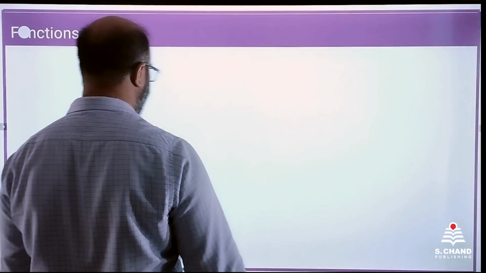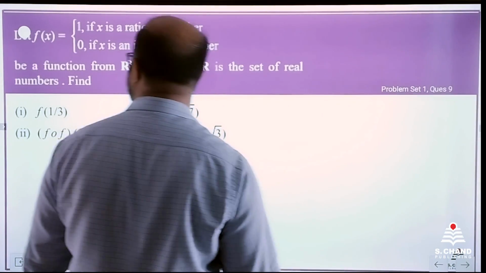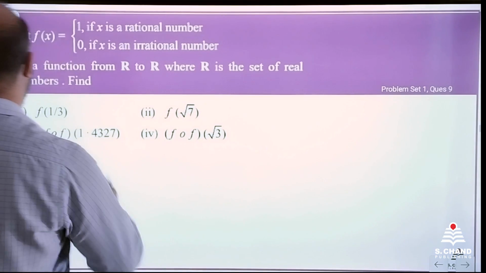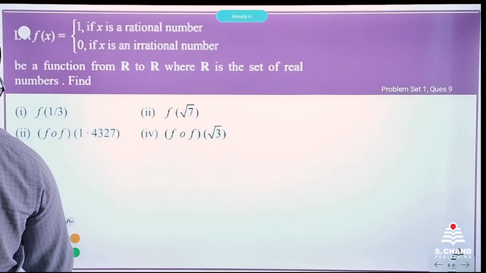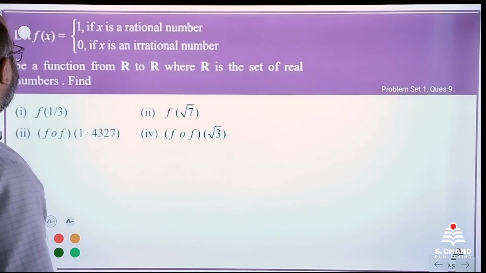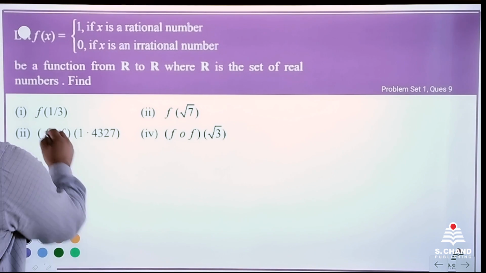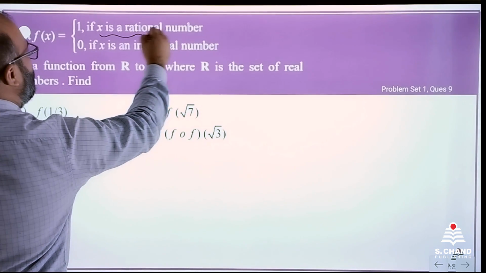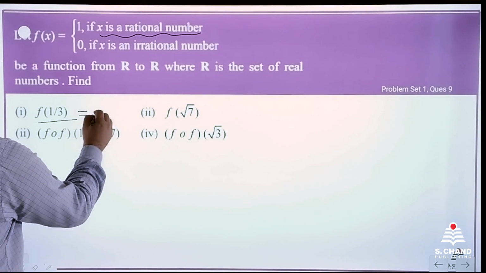Now we come to the next part, some of the questions. So here it is said, let f(x) equal to 1 if x is a rational number and 0 if x is an irrational number, be a function from R to R where R is the set of real numbers. Find f of 1 by 3. So 1 by 3, what is the type of this? It is a rational number. 1 by 3 is a rational number. So this will give you an output 1.